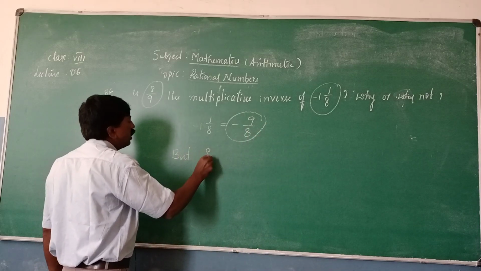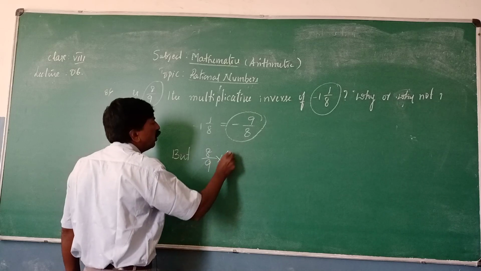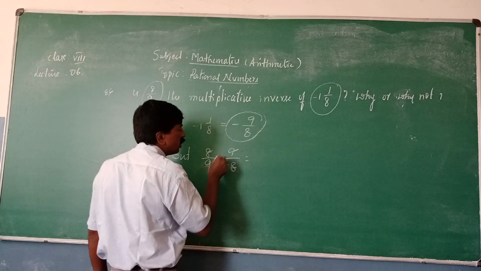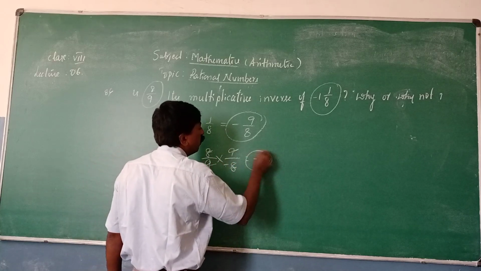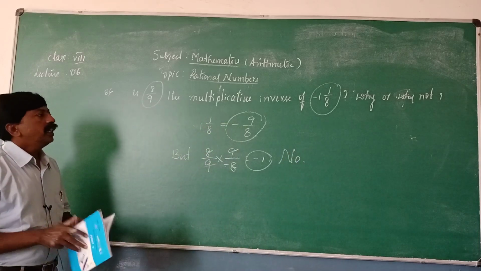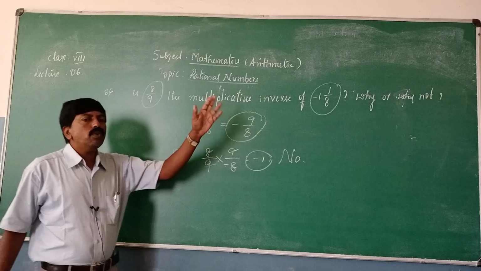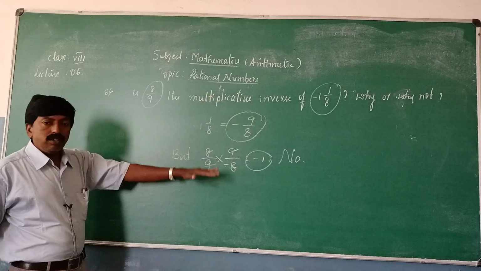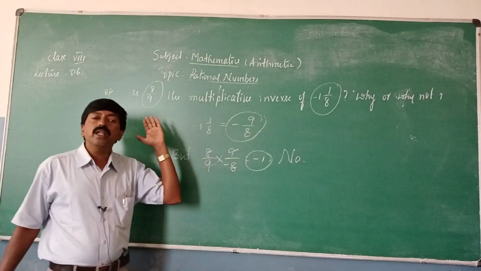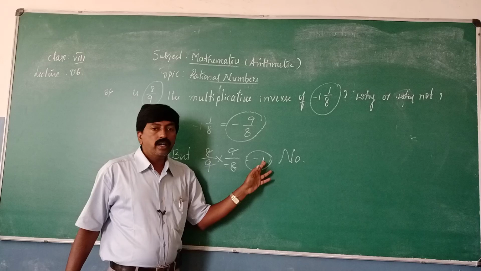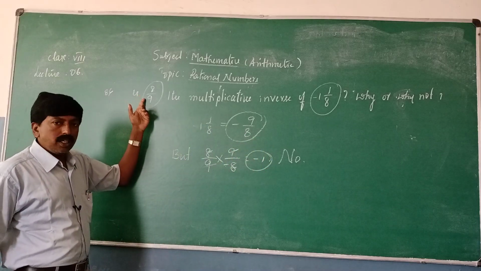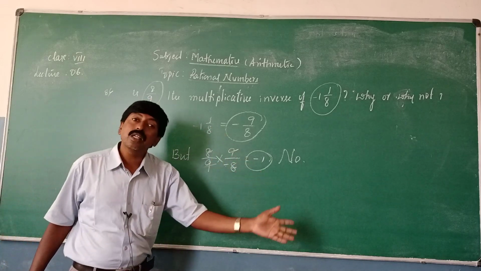But observe 8 by 9 into 9 by minus 8: 9 ones are 9 ones, 8 ones are 8 ones, plus divided by minus is minus 1. Therefore, no. So it is not possible. It is not possible means minus 1 1 by 8 is not the inverse of 8 by 9. If you get plus 1, definitely that is the inverse of 8 by 9.